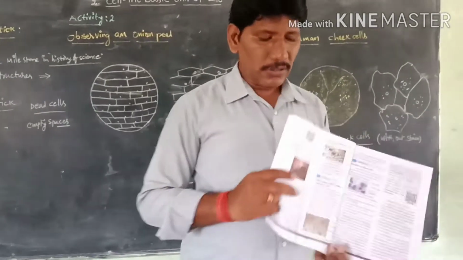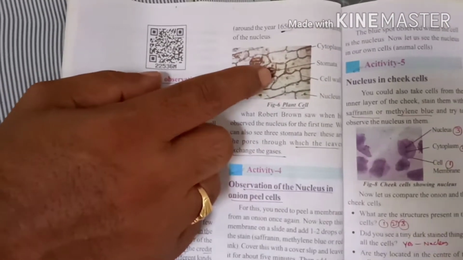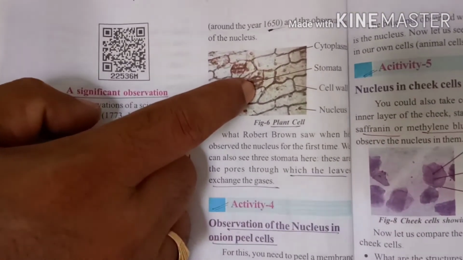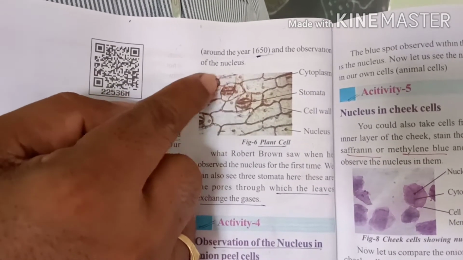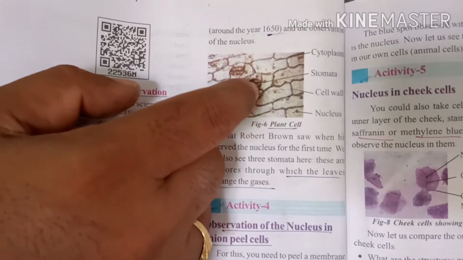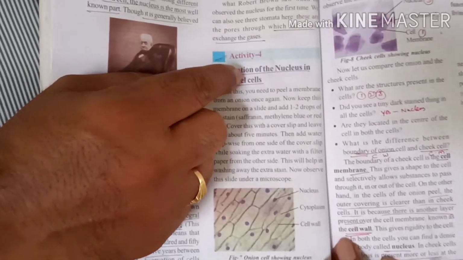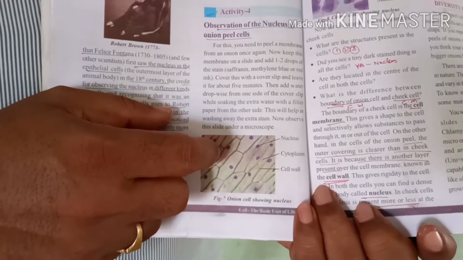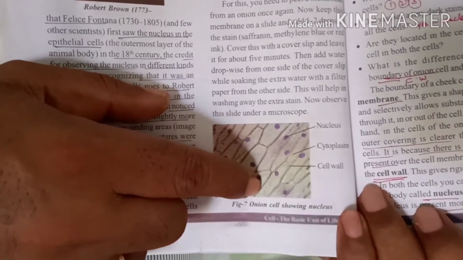And also we can observe the leaf structure. When we observe the leaf, here we can see three stomata. These are the opening and closing apertures of the leaf, especially for gaseous exchange. So stomata are the structures present in the leaf. This is the observation of the nucleus in the onion peel cell, where we observe the clear spot-like structures, the nucleus.